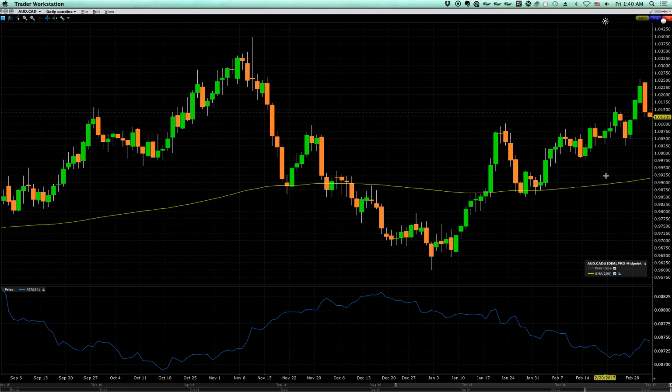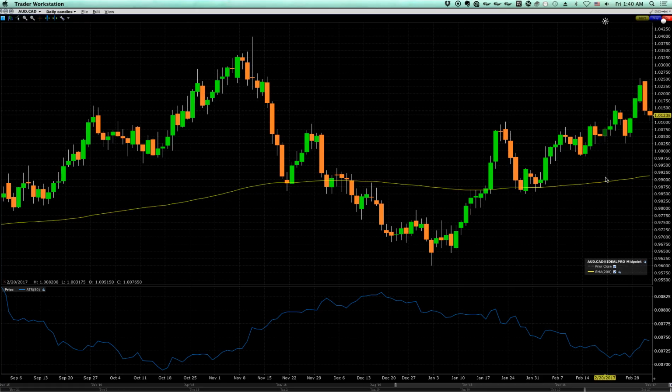Aussie CAD, also a huge drop today for the Australian dollar. Also, at 1.01 or 1.0, all this is a nice support zone to get into it.